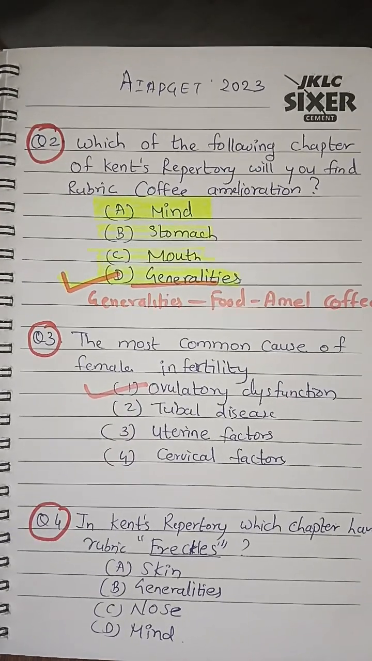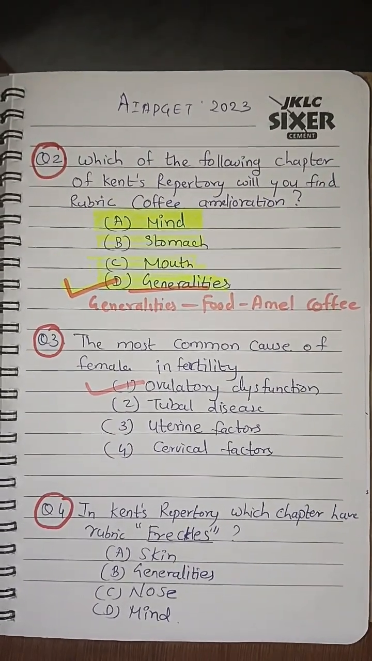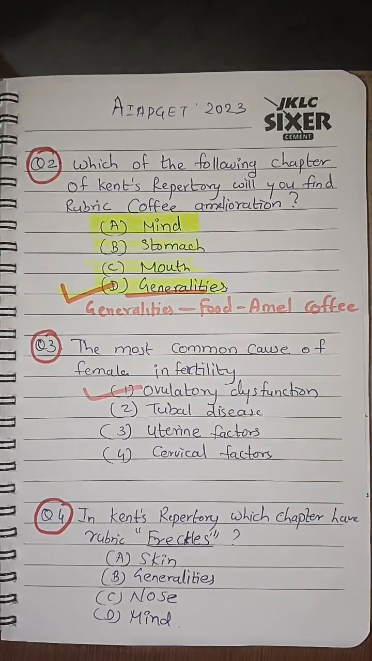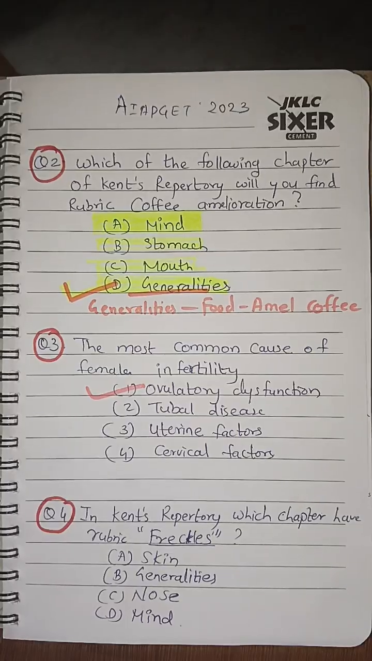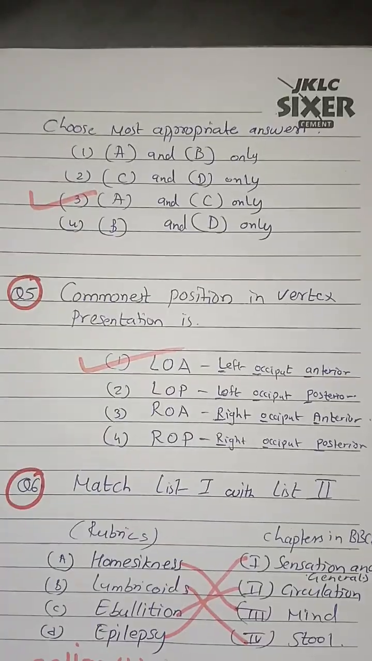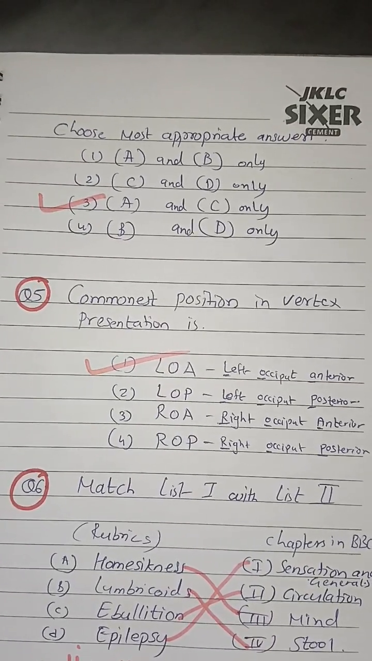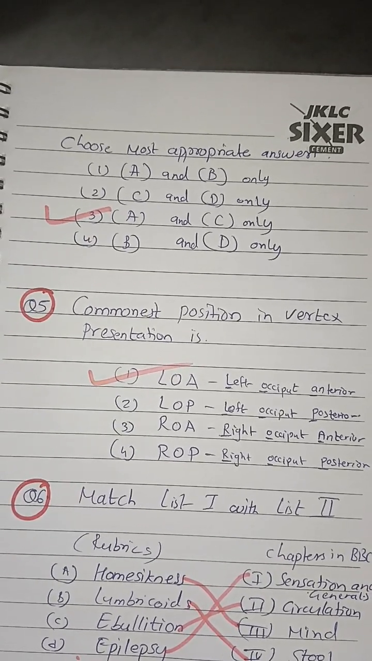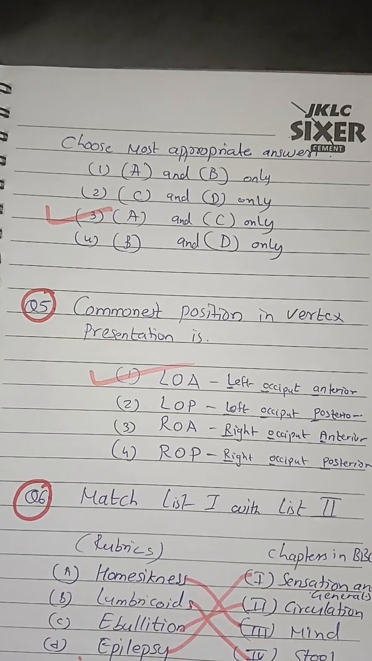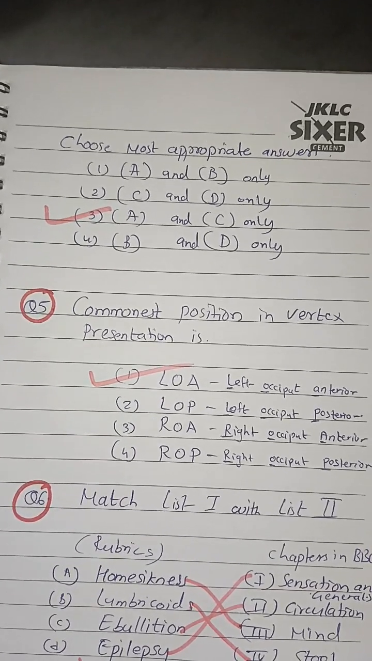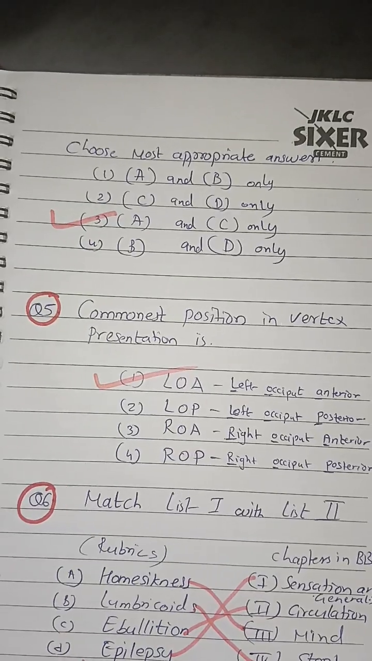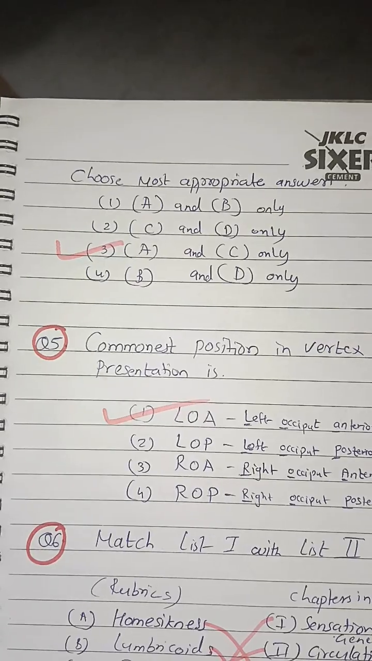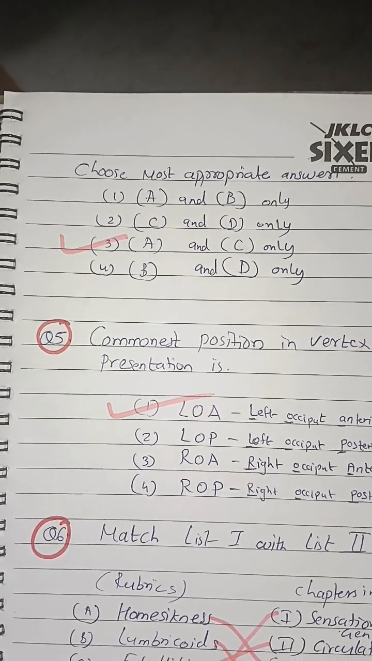Now question 4 for this exam was, in Kent's repertory, which chapter has the rubric freckles? A. Skin, B. Generalities, C. Nose, D. Mind. Choose the most appropriate answer. Option 1 is A and B. Option 2 is C and D. Option 3 is A and C. Option 4 is B and C. The right answer for this question is option 3, that is A and C. In skin and nose, we find the rubric freckles in Kent's repertory.